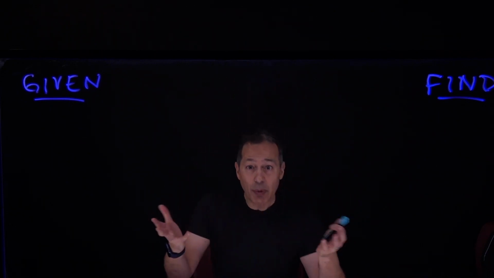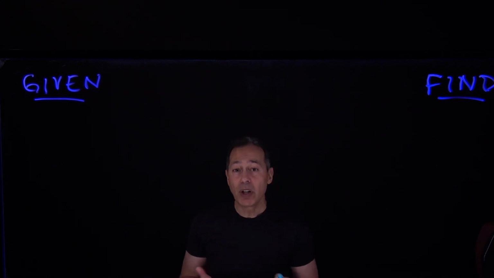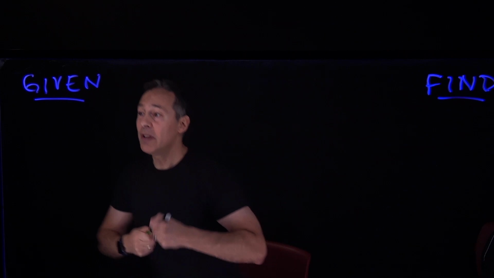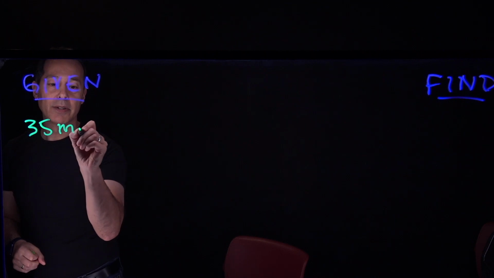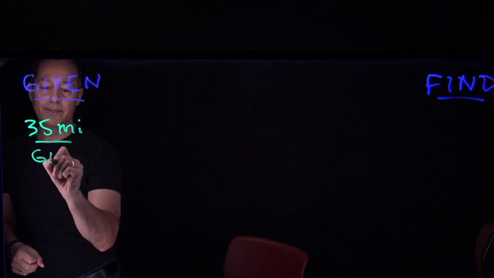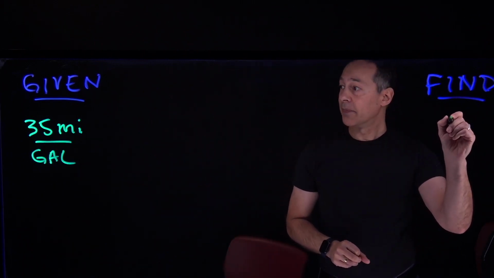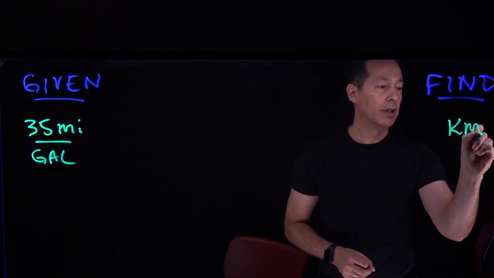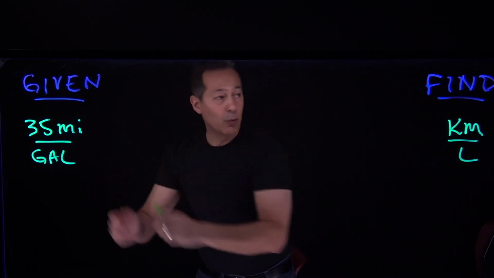So an example problem would be, say, an automobile gets so many miles per gallon. What does that convert into in liters per kilometer? So we are given, say, an automobile gets 35 miles per gallon. So I'm going to say 35 miles per gallon. And what we're trying to find then is going to be kilometers per liter. So that's rule number 1, rule number 2.